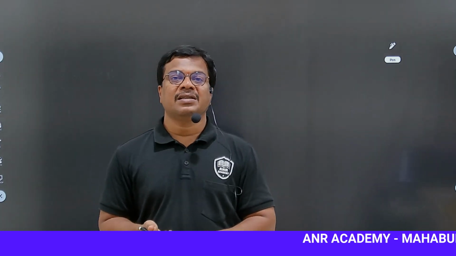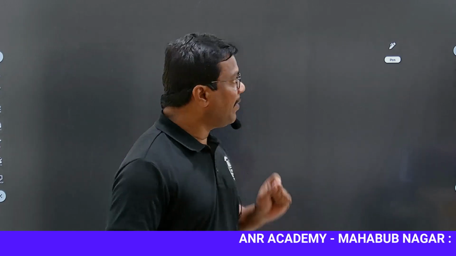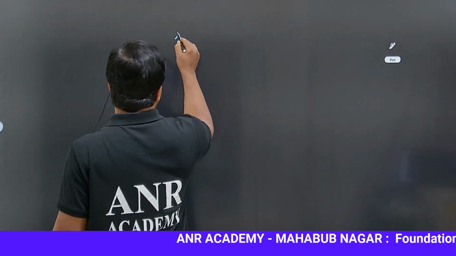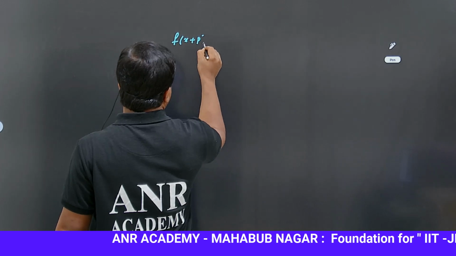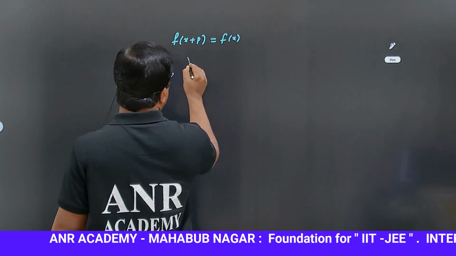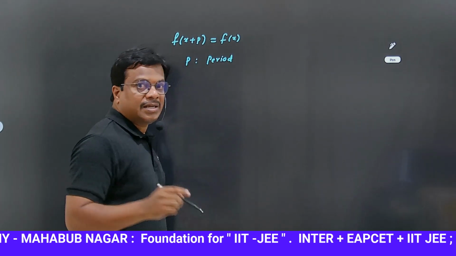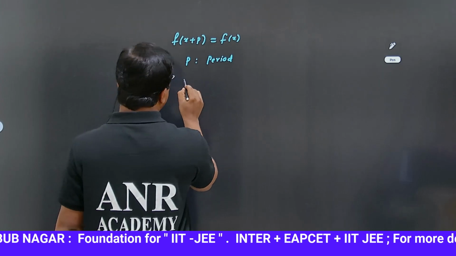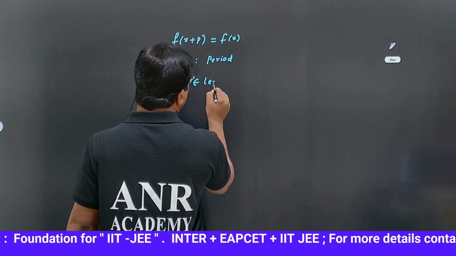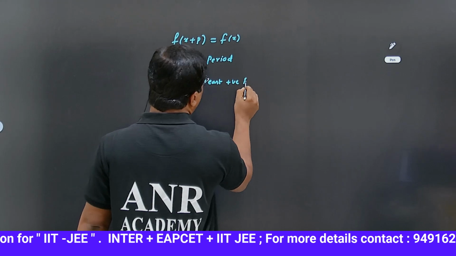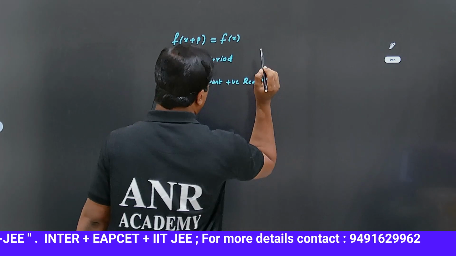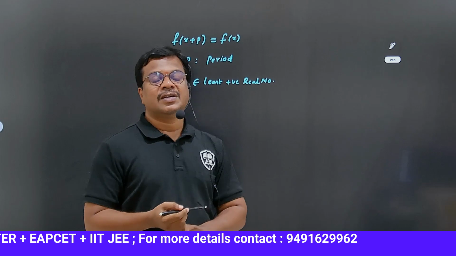Today I am here with you to share about periodicity of a function. The definition of periodic function, mathematically: f of x plus p, suppose it is equal to f of x, then p is known as period of the function, and the fundamental period is the one for which p must be the least positive real number. This is the mathematical definition of periodicity of a function.